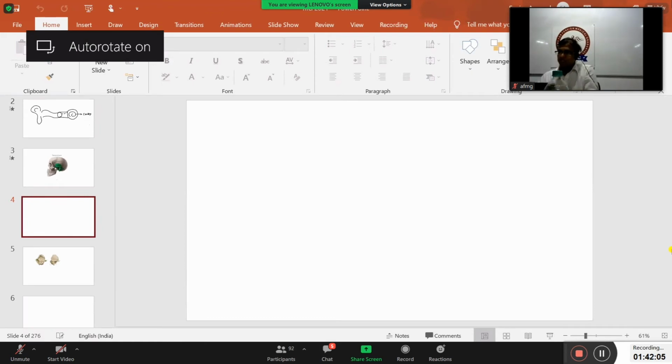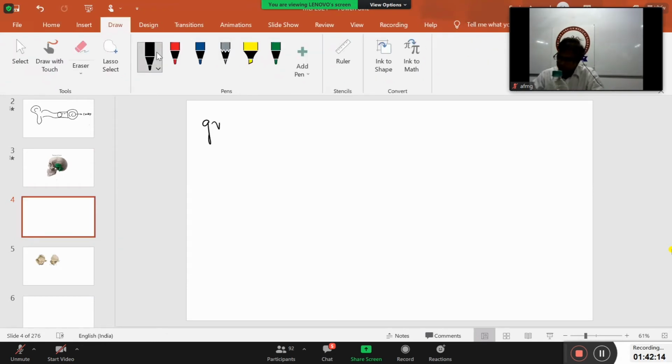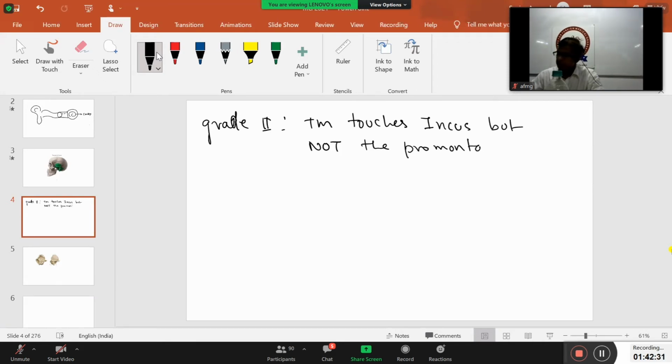So the next wall is the medial wall. Retraction, grade 2 retraction is when the tympanic membrane touches the incus but not the promontory. That means it has gone up to the incus but has not managed to go up to the promontory. That is grade 2. If it goes to the promontory, it becomes grade 3. Promontory is grade 3. But that's not important. They don't ask for this one.